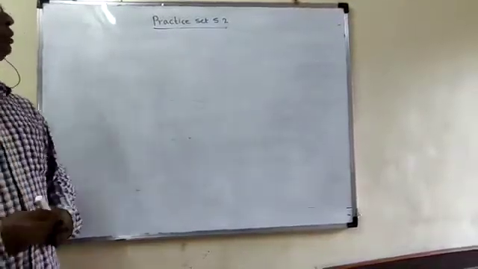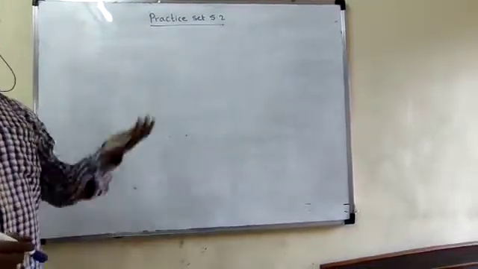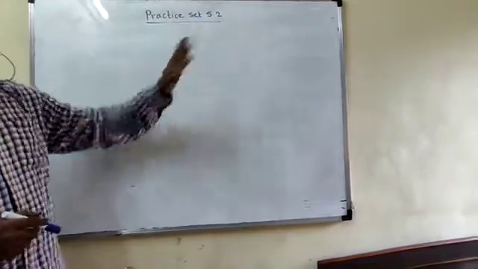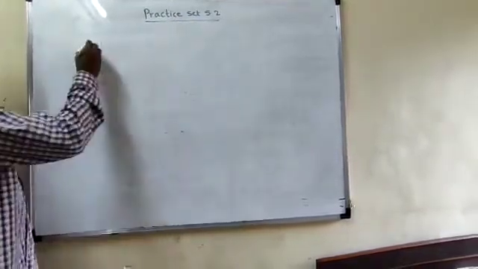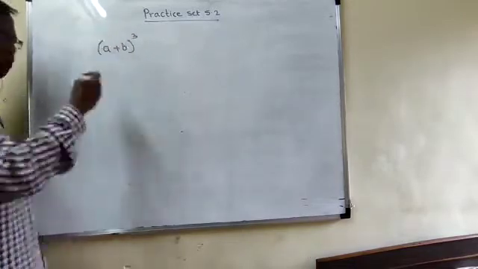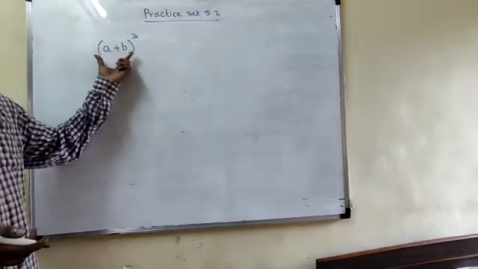Today we are starting practice set 5.2. Okay, we are done with practice set 5.1. In this, we are doing one formula: a plus b the whole cube. We are done with a plus b the whole square. Now we are doing the sums based on a plus b the whole cube.